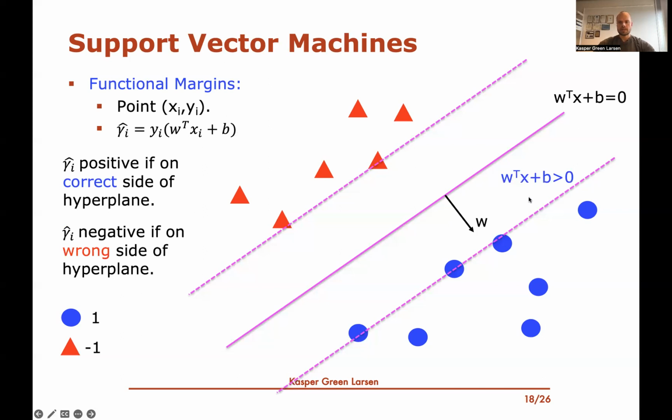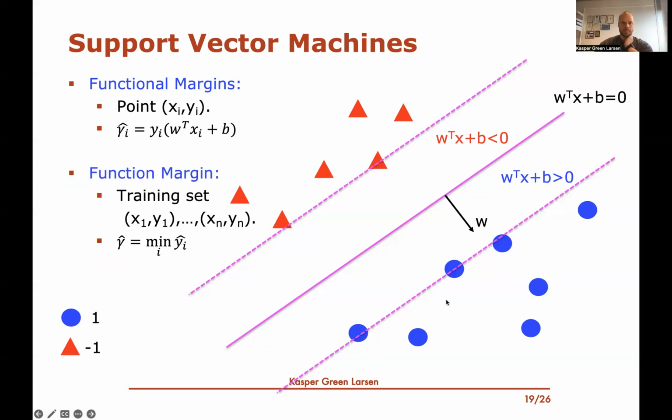So in particular, on this side of the hyperplane, these are all the points x such that the inner product between w and x plus the bias is greater than 0, and these up here are points x where the inner product between w and x plus the bias is less than 0. So these are the ones that are supposed to be predicted red, and these are the ones that are supposed to be predicted blue. And then we define the function margin when we have the functional margins.